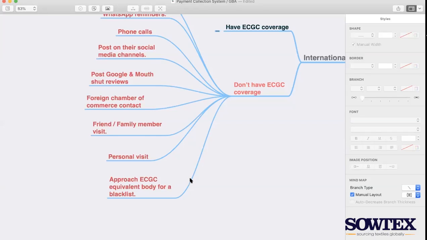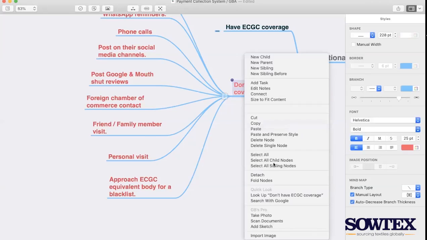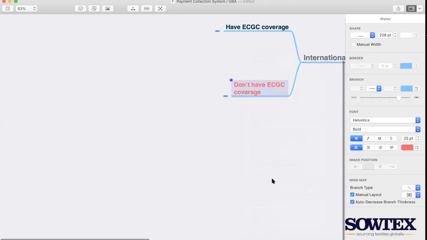So in the country where your buyer is, where your main client is, you approach that body and say, hey, this was the confirmed purchase order. These are the goods that have been shipped. This is the proof of shipment, etc. They're not paying, and we've taken all these steps, but nothing has happened for us. So hence, we would like to approach for a blacklist. And this is very powerful.